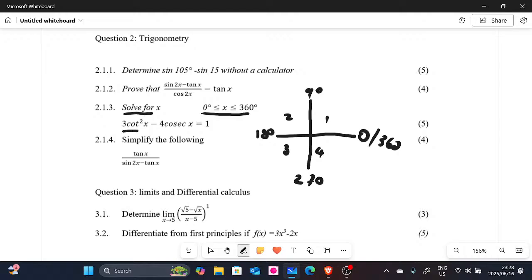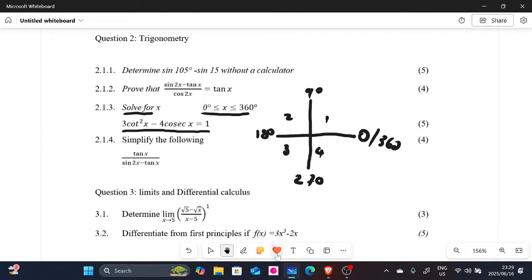So we are given this equation here. It's already simplified, but not really, guys. We need to change these into the same trigonometric ratios.